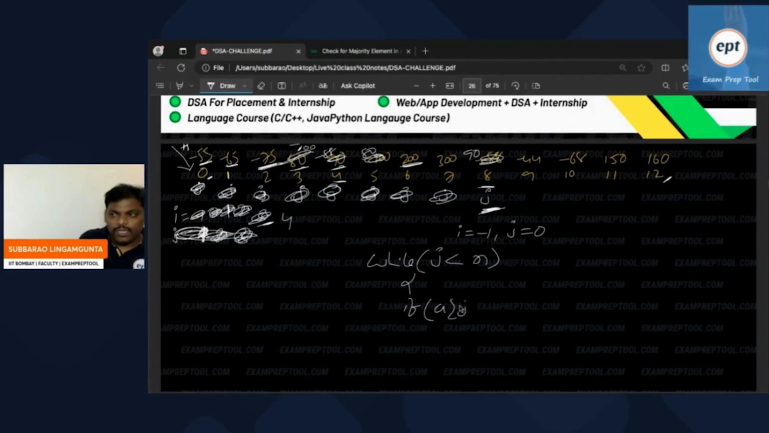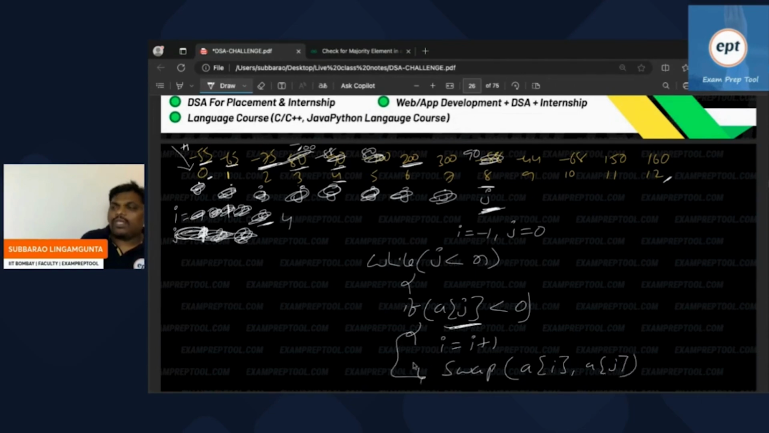You check one condition: A of j is greater or less. If it is less than 0, because we want A of j greater, but it is less than 0, then you have to do one thing inside: I is equal to I plus 1, swap A of I, A of j. That's it. This is the thing which is going on.